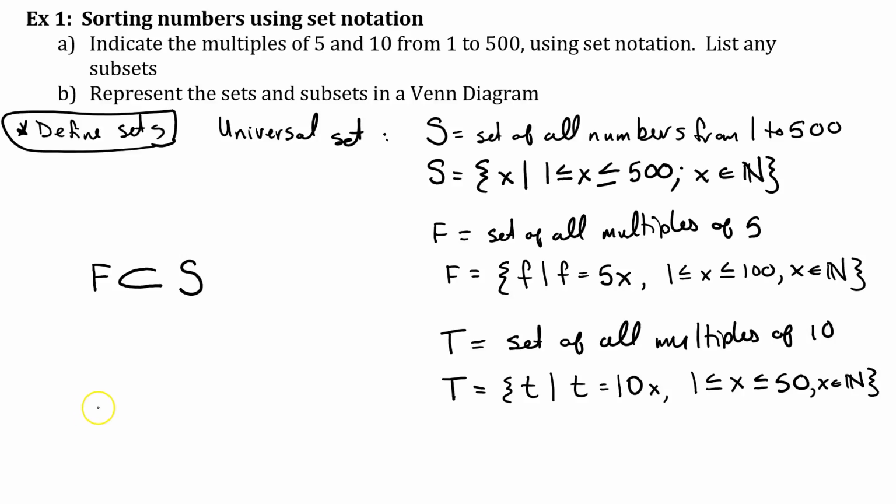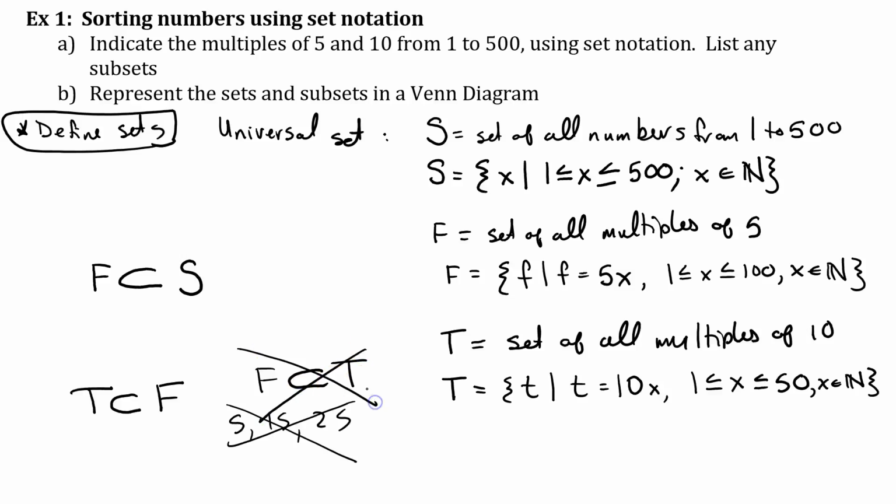We can say that the set of all multiples of 10 is a subset of all multiples of 5, because if I were to say multiples of 10, 10, 20, 30, these are all also multiples of 5. Is the same true the other way? 5, 15, 25. No. I couldn't say that F is a subset of T. We couldn't say that because 5 is not a multiple of 10.